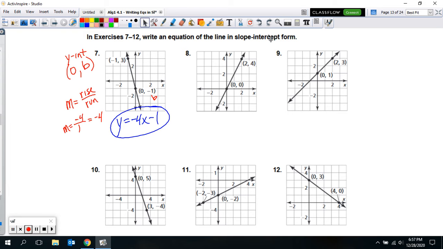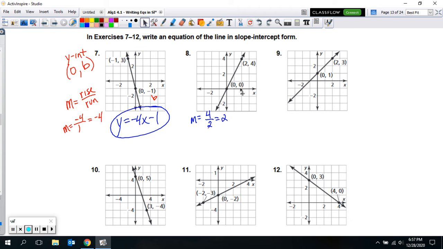All right, moving on to number 8. Again, find the slope first. Rise over run. We'll look at the rise over the run for the m, so we're looking to find out what m is. If I start with this point (0, 0), 1, 2, 3, 4, I'm going to rise 4 and run 2. So that's 4 over 2, which simplifies to 2. That's our slope, 2.